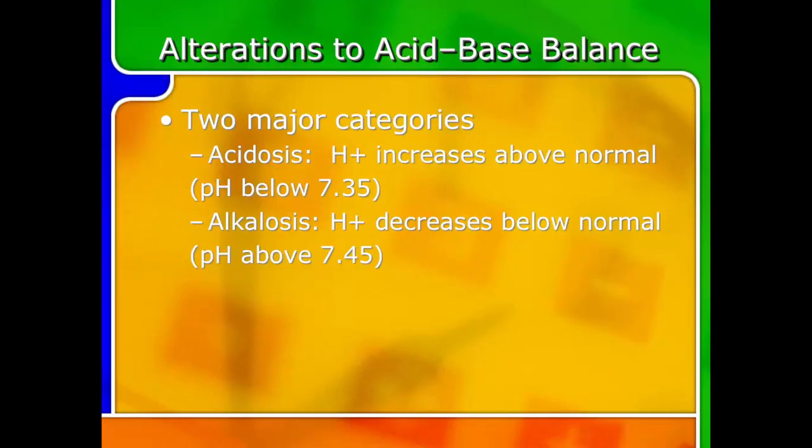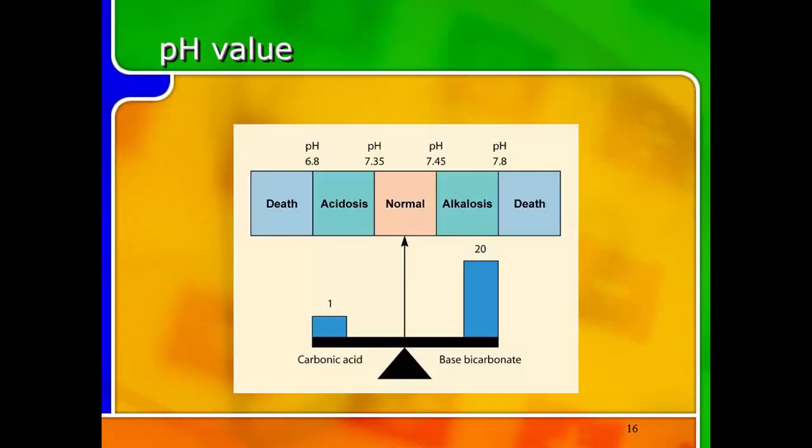Alterations in acid-base balance fall into two major categories. You have acidosis, in which you have an increase in hydrogen ions above normal, and so your pH will be below 7.35. In alkalosis, you have decreases in your hydrogen ions, and so your pH is above 7.45. This shows you your ranges, and if you get too high or too low, that creates a problem and is incompatible with life.